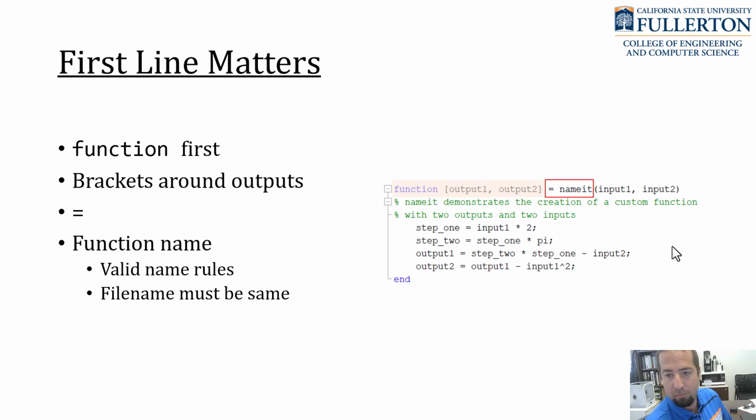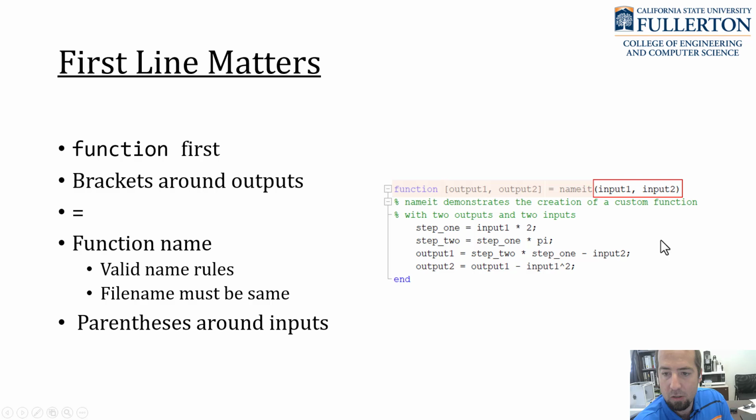You have to follow some valid naming rules. It can't start with a number. Special characters aren't allowed. There's a couple other rules that MATLAB makes you obey. You can't overwrite a pre-existing function. So you, for example, couldn't name this function tan, as in tangent, because that would conflict with MATLAB's existing tangent function.